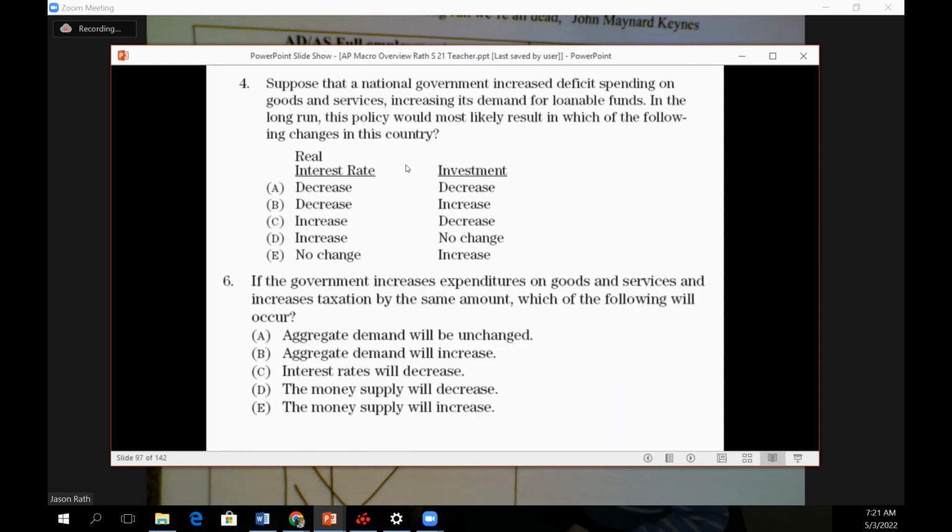Here's a couple questions if you want to try to answer them. Suppose that a national government increased deficit spending on goods and services, increasing its demand for loanable funds. In the long run, this policy would most likely result in which of the following changes in the country? So we increase deficit spending on goods and services, increasing its demand for loanable funds. So in the long run, this policy would most likely result in which of the following changes in the country?